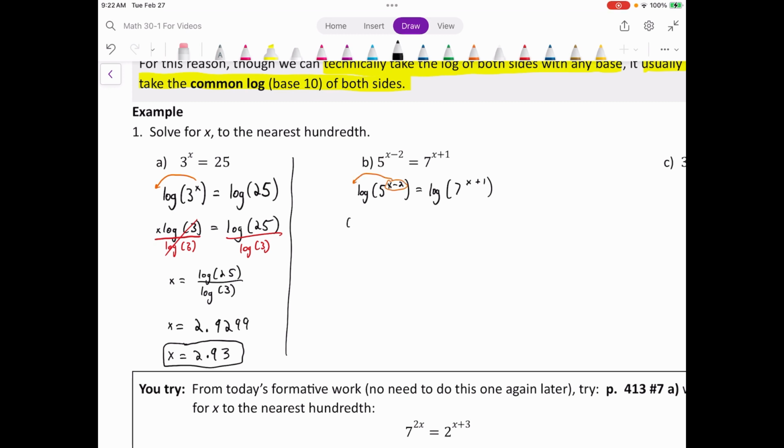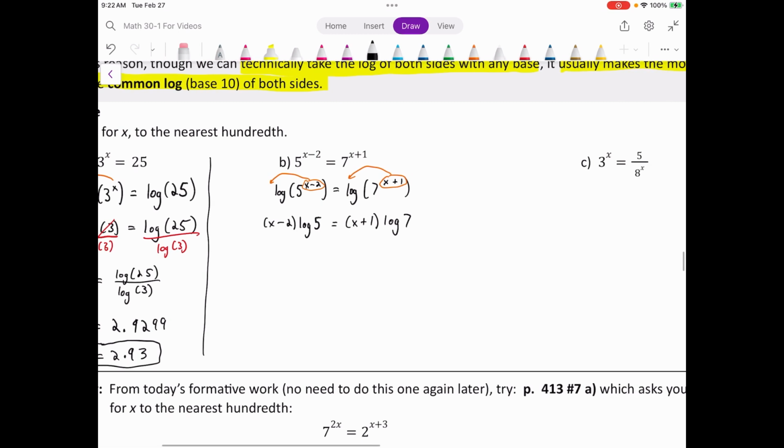That's going to give me x minus 2 log 5 equals, and then same thing here, but with the x plus 1. I can bring that x plus 1 down. So this now is x plus 1 times the log of 7. Okay, now, again, we're just solving for x, right? Remember, this is just a number. This is just a number. So we've solved equations like this before. It might take a little more rearranging here, but we can get x by itself eventually.